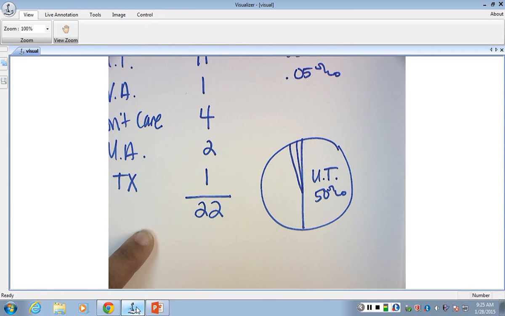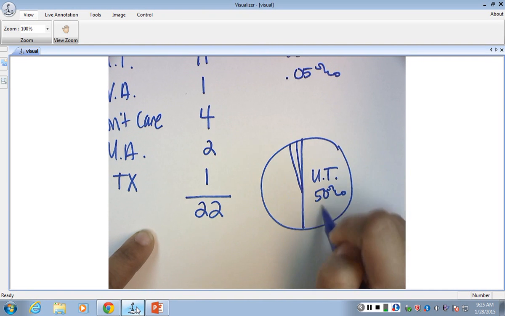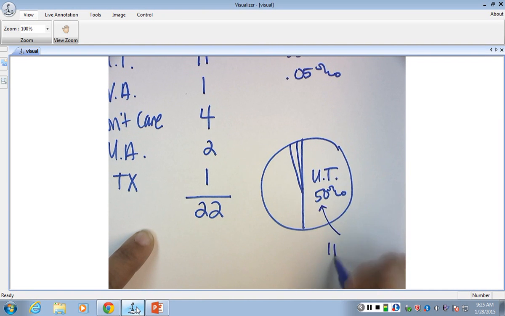Because people get home and put the number 11 here. No, we don't put the numbers, it's the percentage. So I just wanted to remind you of how to get your percents to do your pie chart. We good? All right.